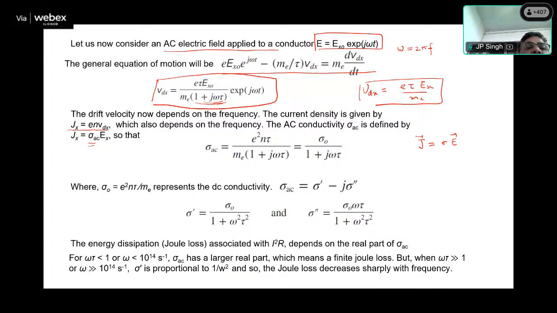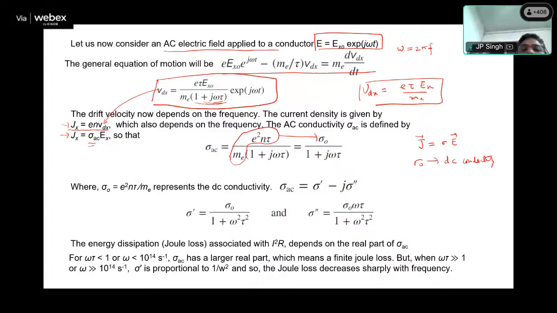I can use these two equations, because this is my v, v_dx. I can input this here, E and v_dx, and then equate these two equations, and I can figure out the AC conductivity. So the AC conductivity comes out to be e squared n tau divided by m_e times 1 plus j omega tau. Now you see this term is sigma naught, which is nothing but the DC conductivity, like we have already discussed before.